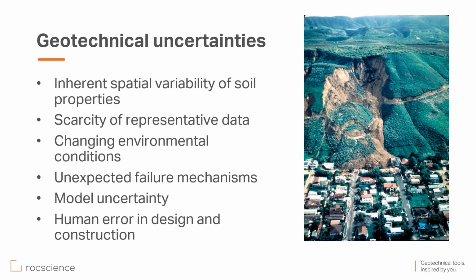So what are these uncertainties? The most important one is inherent spatial variability of soil properties. Others are scarcity of data, changing environmental condition, unexpected failure mechanism, model uncertainty, and human error. So with all these uncertainties, we cannot design a slope with just one parameter, which is a factor of safety.